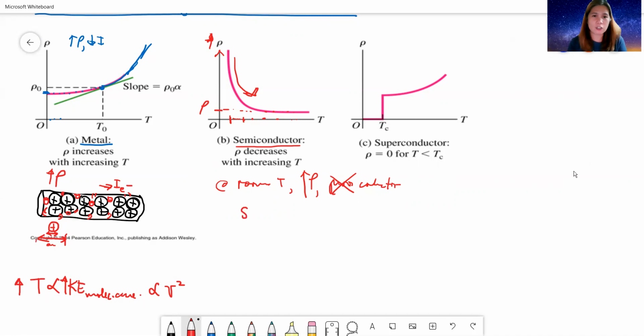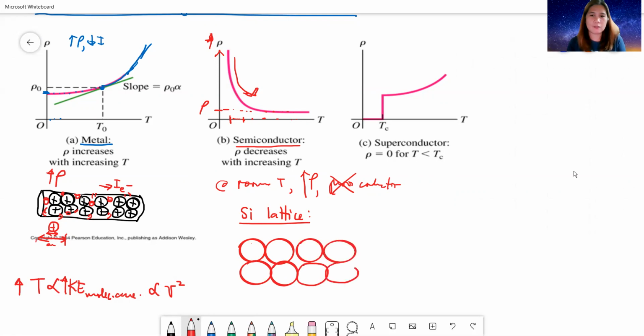Let's take a look at the silicon lattice. Silicon, I'm sure you know this, is one of the most common elements used in semiconductors like diodes and transistors. Why? Because it's very cheap and it's very abundant. Okay? So the common chemical characteristic of semiconductors is that they're very stable, no, at room temperature.